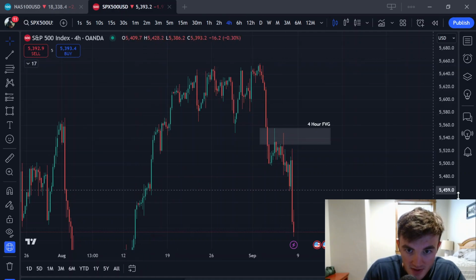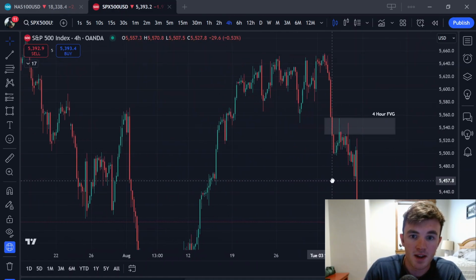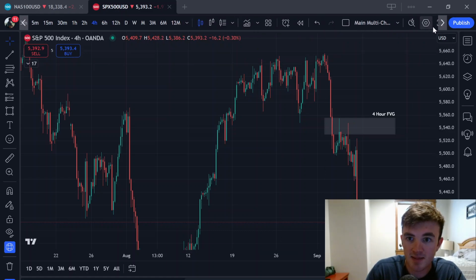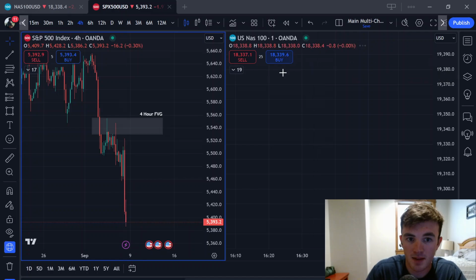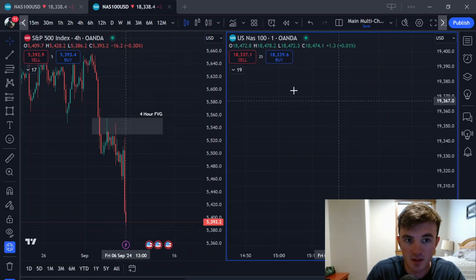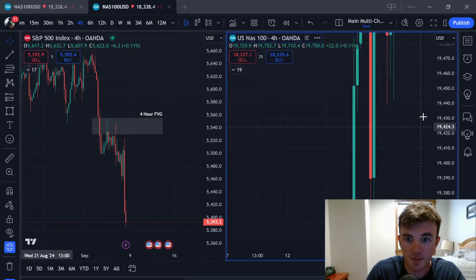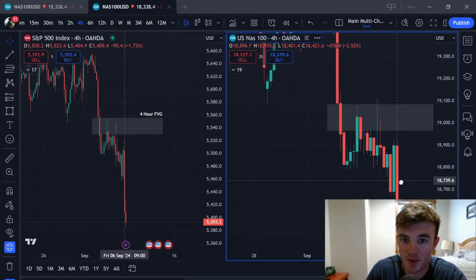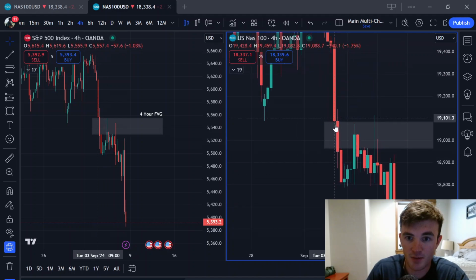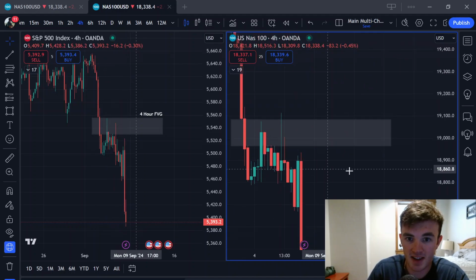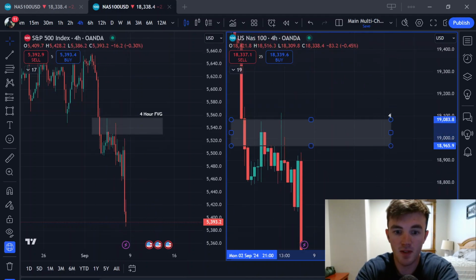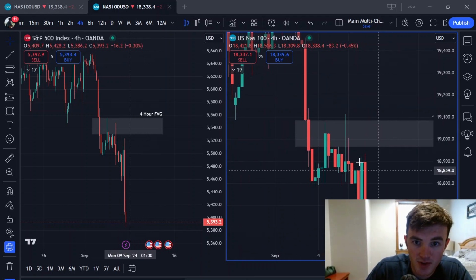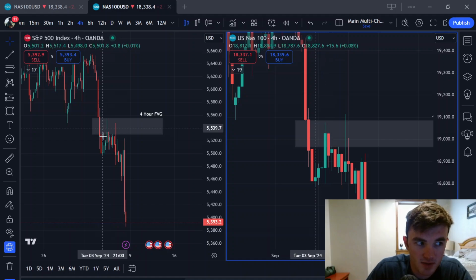So here I have pulled up the S&P 500, and I'm going to pull up the NASDAQ at the same time in a separate pane. So you can see this is actually pretty recently, but you can see you have this 4-hour fair value gap on both the NASDAQ and the S&P, and you get a breaking correlation between the highs.